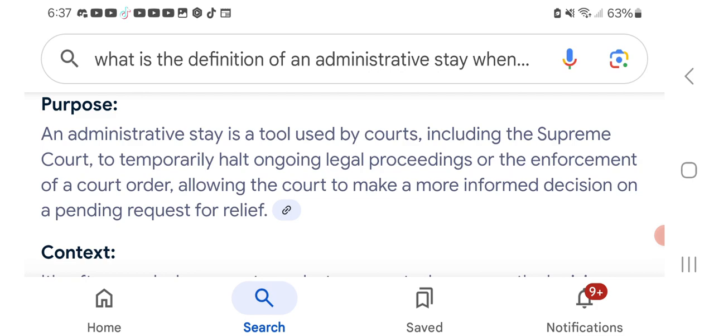Here's a more detailed breakdown, ladies and gentlemen. An administrative stay is a tool that is used by courts, including the Supreme Court, to temporarily halt ongoing federal legal proceedings, or the enforcement of a court order, allowing the court to make a more informed decision on a pending request for relief.